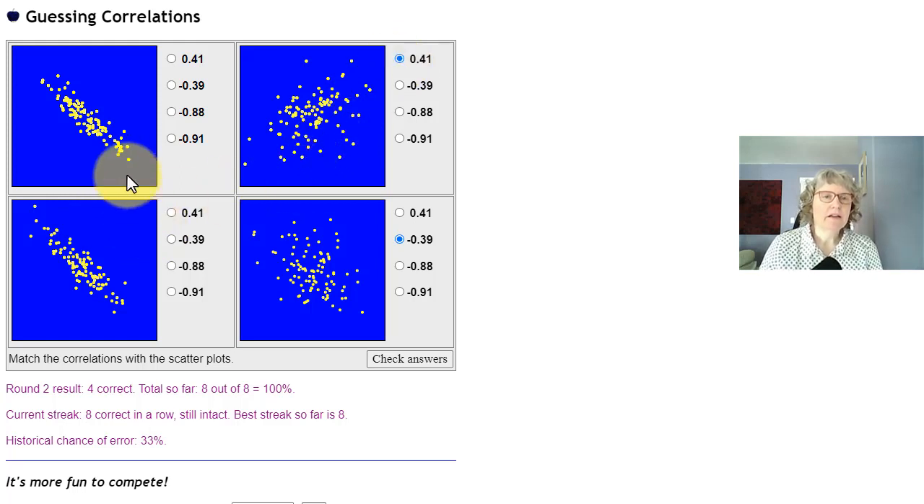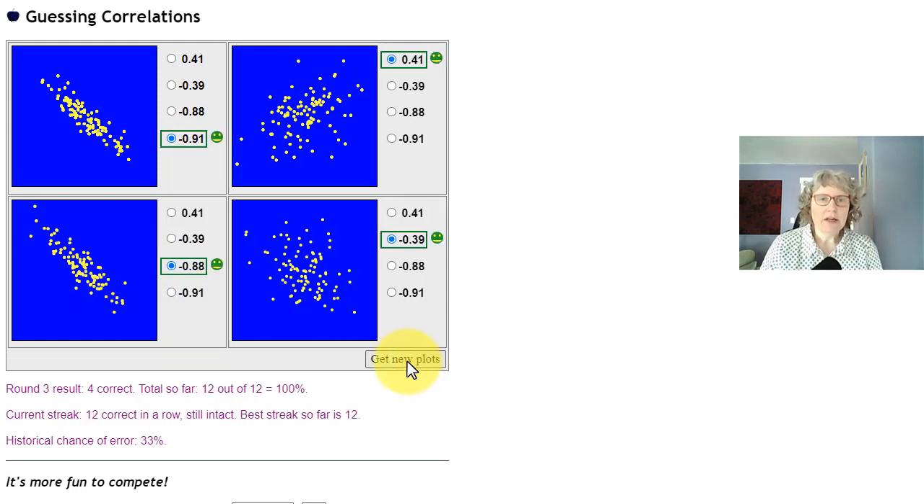Okay, that gives us two options for the moderate to strong negative ones we have here. They're both pretty tightly clustered and very definitely negative. So we have -0.88 and -0.91. So pretty strong. So I think this upper left one is a little tighter. So I'm going to say that's the -0.91 and this is the -0.88.